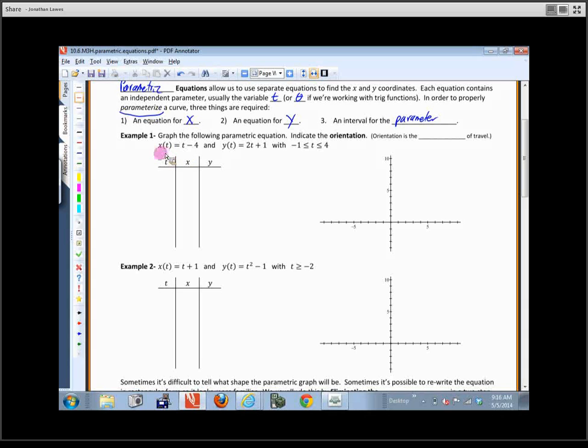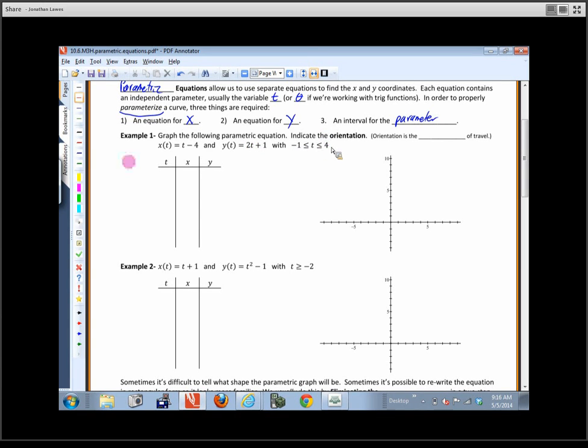So the x equation says x of t, and notice x is a function of t. When I plug in a t, the first thing I do with it is I subtract 4. That will tell me what the x coordinate is, and that's all it tells me. Y is a function of t, so y equals 2t plus 1. So when I plug in a t, I double it and then I add 1. And then this right here is the t interval.